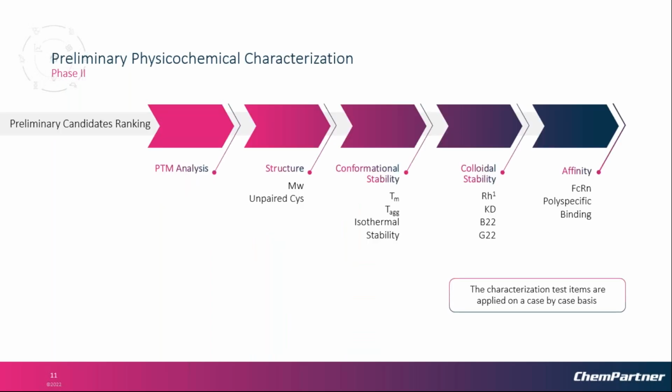In phase 2, we will carry out some preliminary physicochemical characterization of the candidates, such as the molecular weight, the melting temperature, the aggregation temperature, and the binding, to characterize their structure, the conformational stability, the colloidal stability, and the affinity. If there is more than one candidate, this data can also help us do a preliminary stability ranking of the candidates.